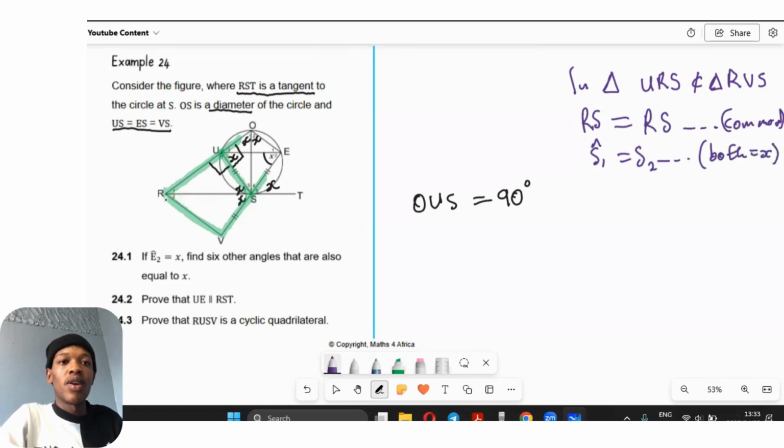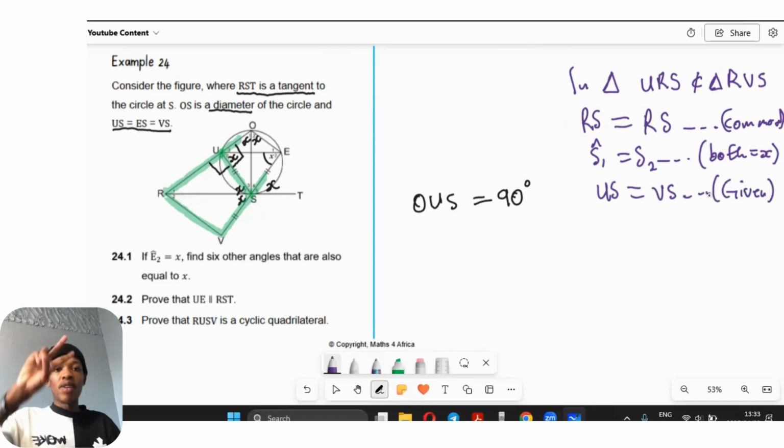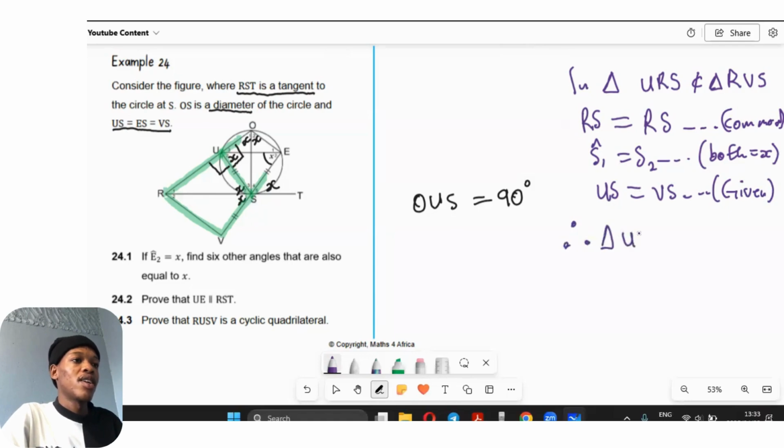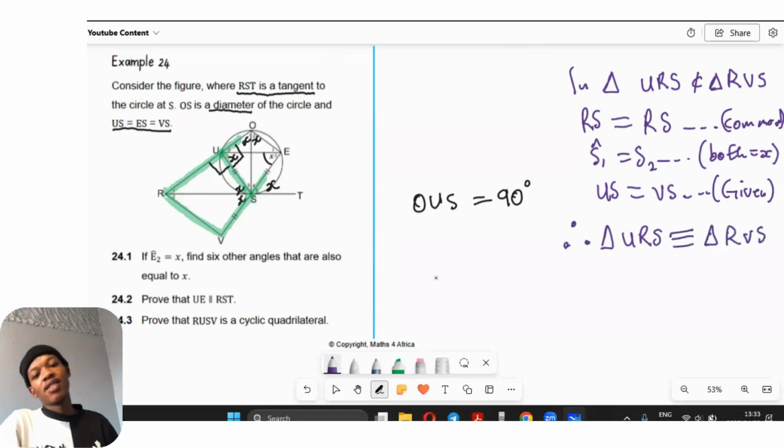And then the last one is what? It's R1 and R2. That's an angle. Which one can we go for next? So it's sides. Oh, we also have equal sides there. It's US. Remember, US is equal to VS. Why? It's given. So we have proven three things. So therefore, triangle URS is congruent to triangle RVS.